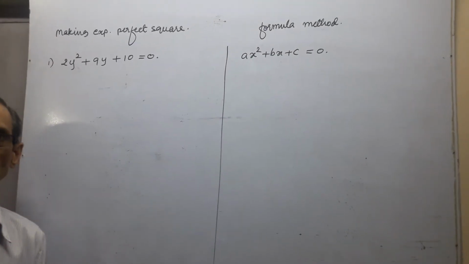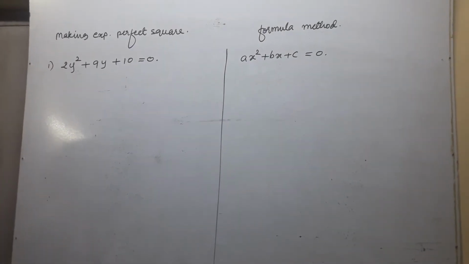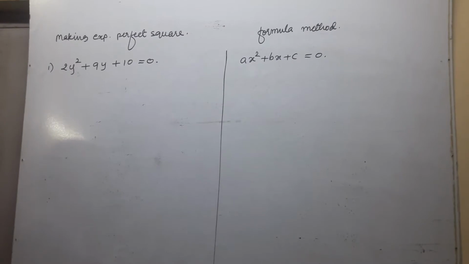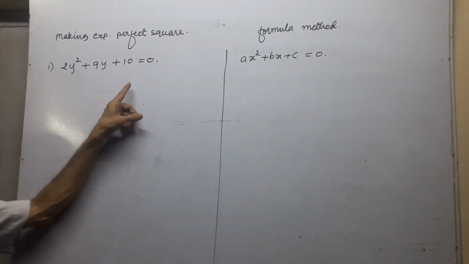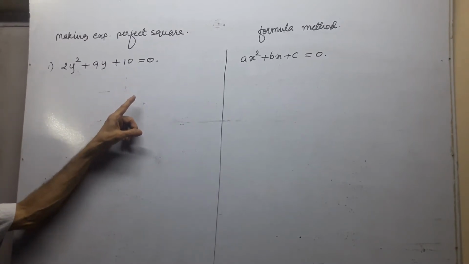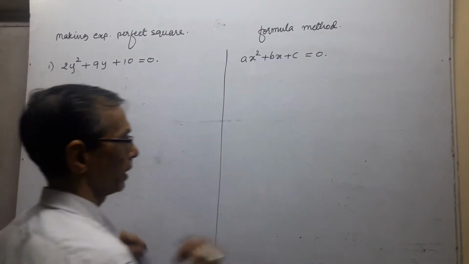Yes, in factorization method. Now let's take the next method, the perfect square method. What is the perfect square method? Here we have to make the expression a perfect square. Now see how to make the expression a perfect square. Okay, please pay attention here.